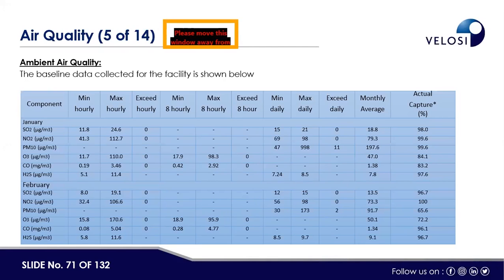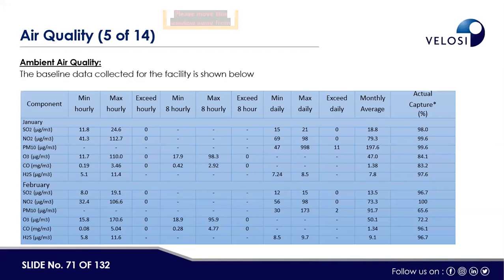Basically, this data is provided for the month of January, February, and even March as well. But here we mention January and February. You can see the table that we have mentioned: minimum hourly data for oxides of sulfur, oxides of nitrogen, particulate matter 10, ozone, CO, and H2S in the same way. The maximum hourly data, then exceed hourly, minimum 8 hours, maximum 8 hours, exceed 8 hours, minimum daily, maximum daily, then exceed daily, then monthly average, and the actual capture percentage as well. That is the percentage of capturing the data.